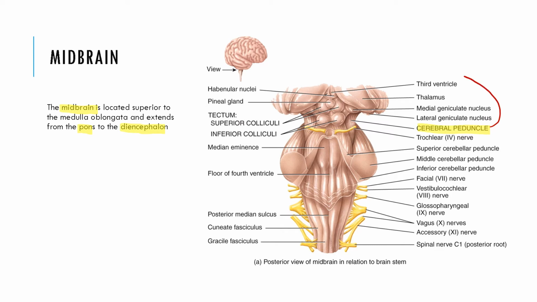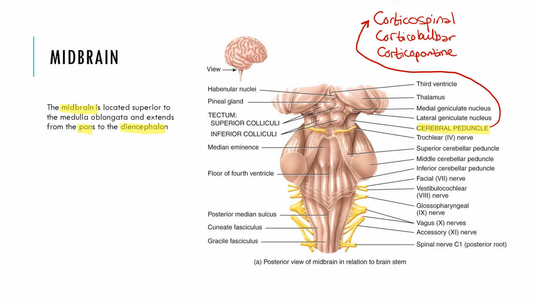So I'll write this up here. Cerebral peduncle has axons from the corticospinal, so these are specific tracts that we will talk about. These are motor tracts. The corticobulbar, and also the corticopontine. So these are going to conduct nerve impulses from motor areas to the spinal cord, to the medulla, and to the pons. These are going to be different motor tracts.